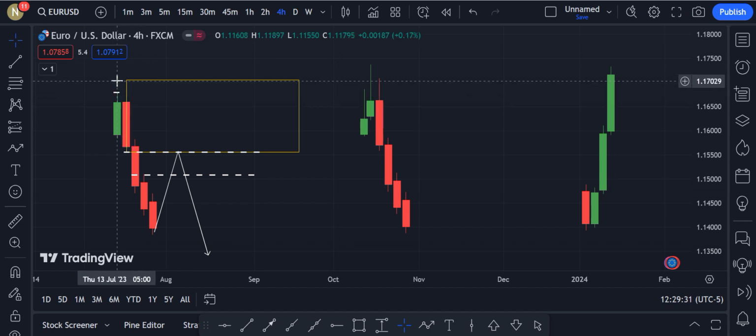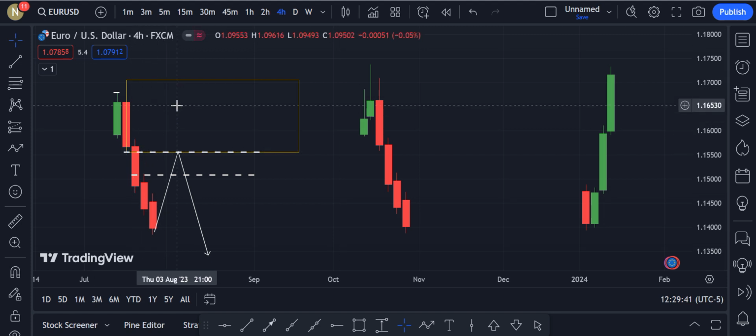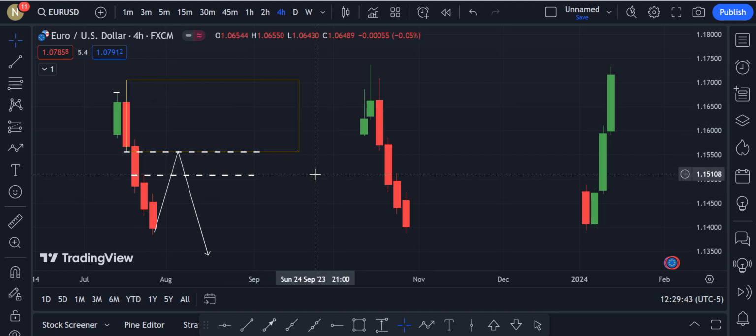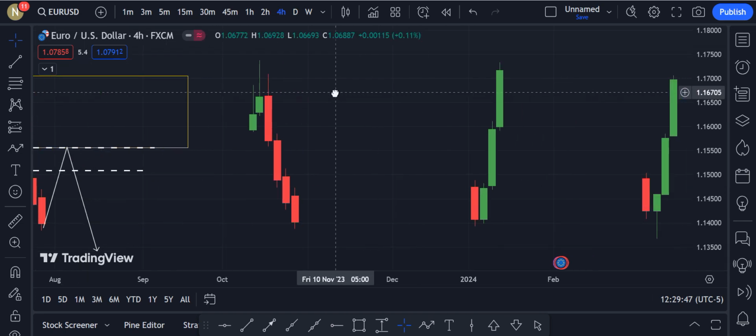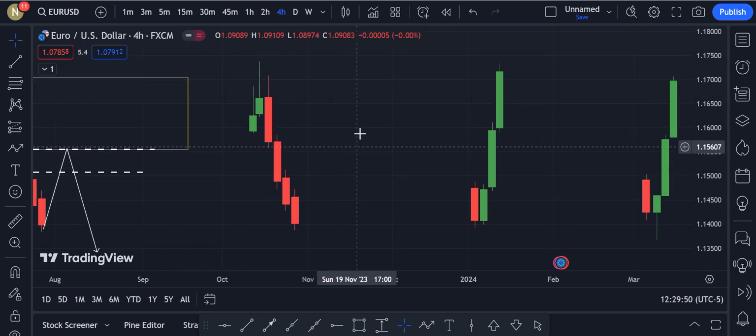They grabbed liquidity. This candle here grabbed liquidity before it dropped. So this is termed the high probability order block. Then it created inefficiencies and it dropped. So let's go to another one.